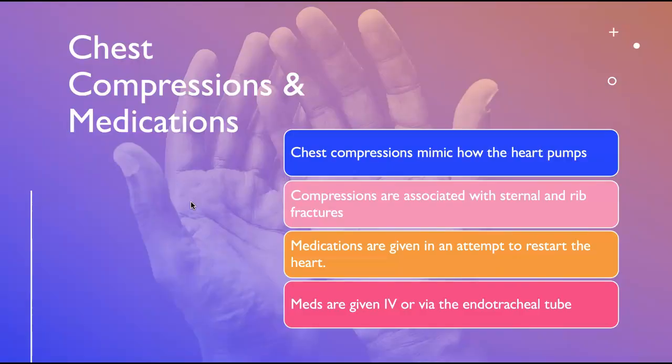The other part of the DNR is CPR, which includes chest compressions and medications. Chest compressions is the pushing fast and hard on a patient's chest to mimic the pumping of the heart. Compressions are associated with sternal and rib fractures, especially in the elderly and those with osteoporosis. Medications are given in an effort to restart the heart. They are usually given through an IV, but can be given through the ET tube if IV access is unattainable.